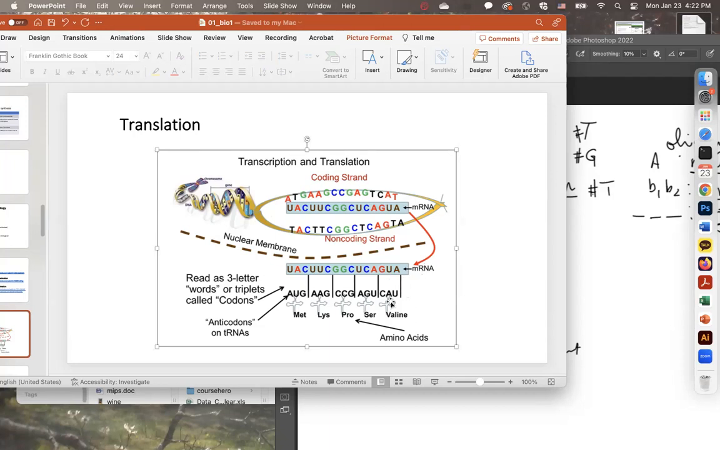And translation is to generate the sequence of amino acids, which is called the proteins, from this messenger RNA sequence.